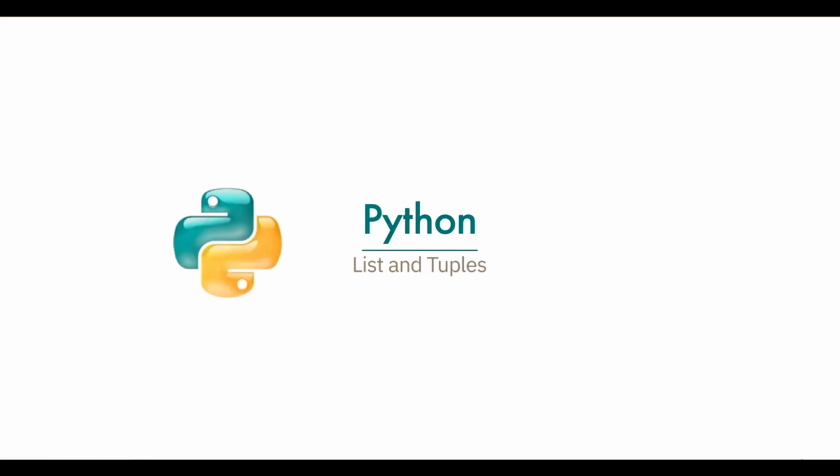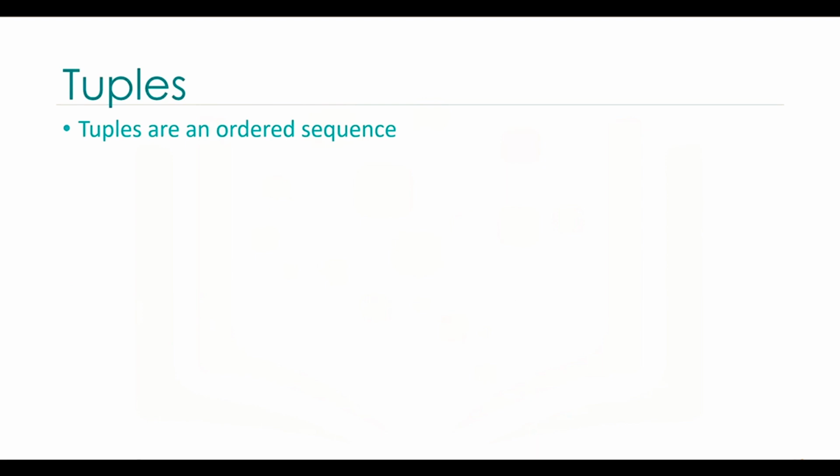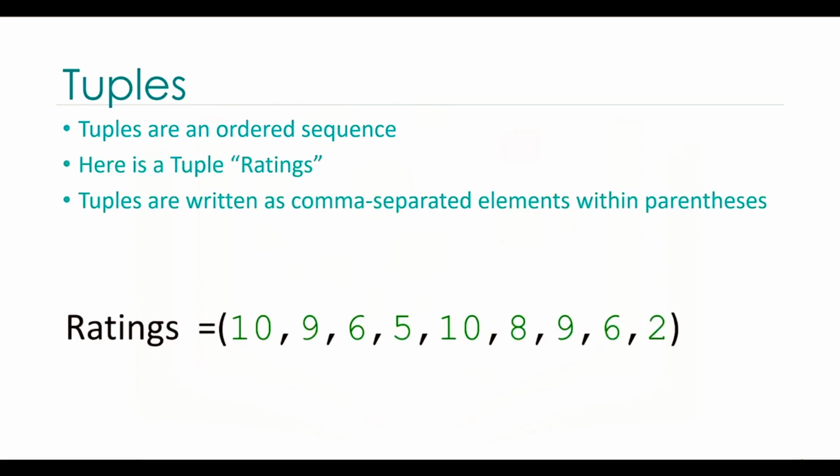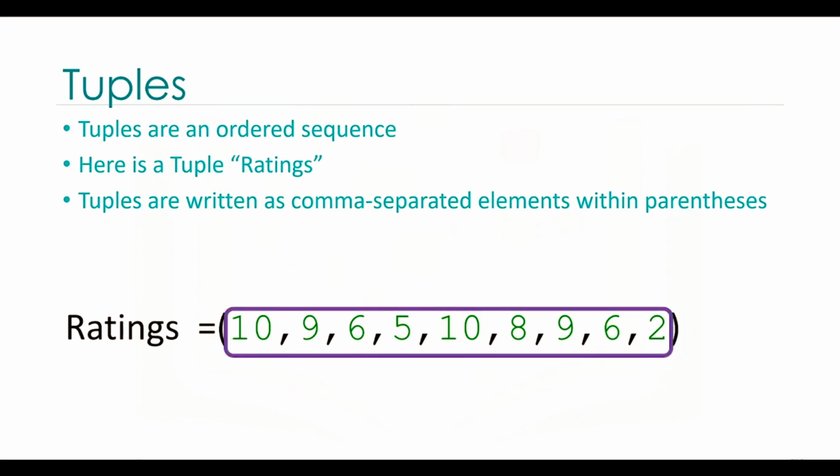In this video, we will cover lists and tuples. These are called compound data types and are one of the key types of data structures in Python. Tuples. Tuples are an ordered sequence. Here is a tuple ratings. Tuples are expressed as comma-separated elements within parentheses. These are values inside the parentheses.